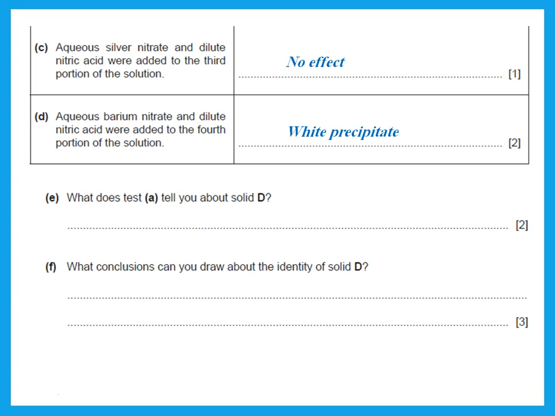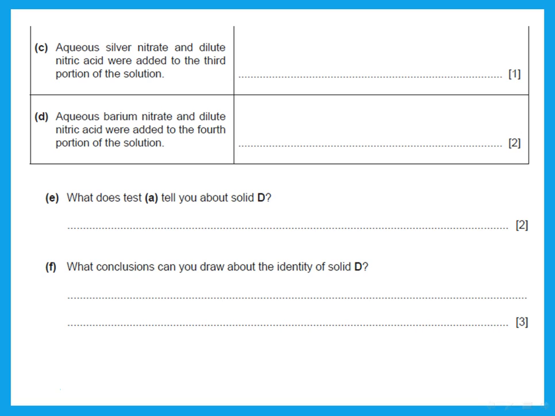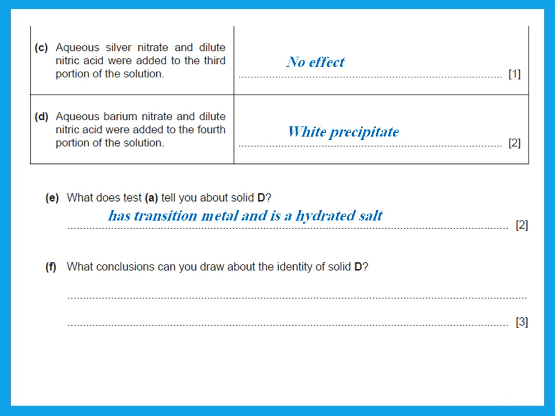What does test A tell you about solid D? Which one was test A? So let's go back to test A. Test A was the one where he said it is a pale green crystals with condensation formed at the top of the test tube. So that means that it has transition metal and it is a hydrated salt.